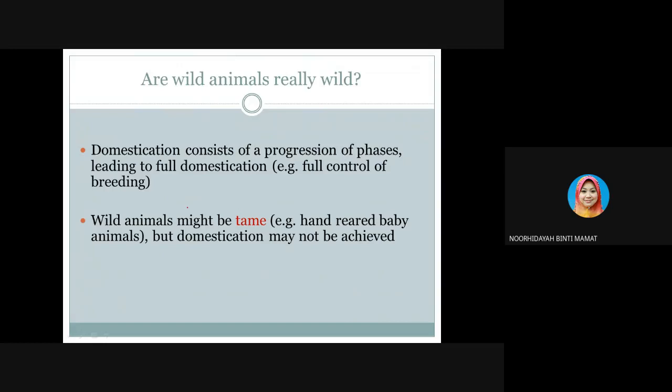And tame here. A wild animal might be tame. Tame can be defined as amenable to cooperation and not frightened of people. This can be achieved for most animals, including wildlife, especially when they are raised by humans. So it's actually a definition by application. We also call them exotic pets, but domestication may not be achieved. It is different with exotic pets.